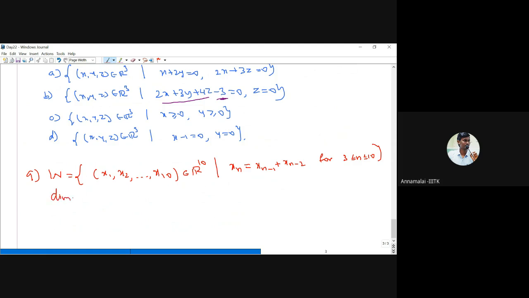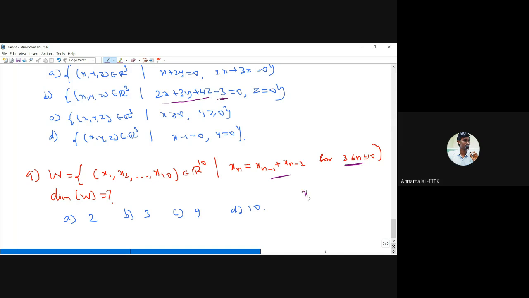So dimension of W equals, the first option is 2, second option is 3, third option is 9, and the fourth option is 10. So we have 10 unknowns, x1, x2, ..., x10. Using this condition, we have to reduce the unknowns. Now, this condition holds only for n values taken from 3 to 10.